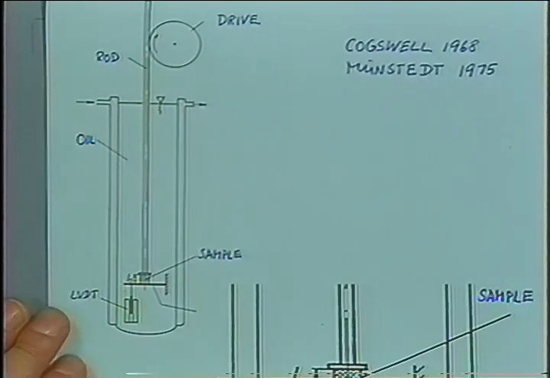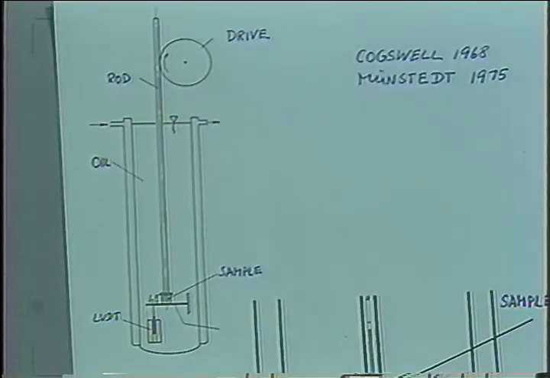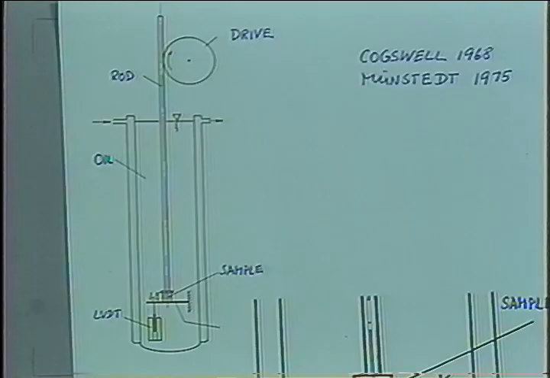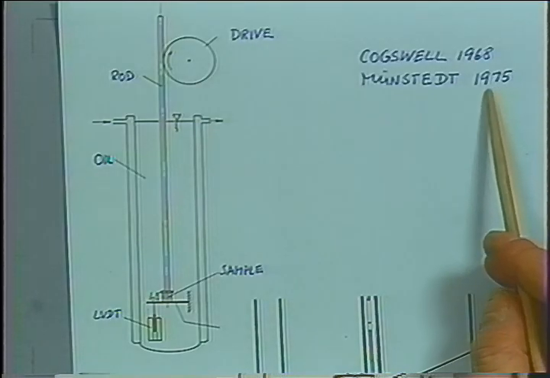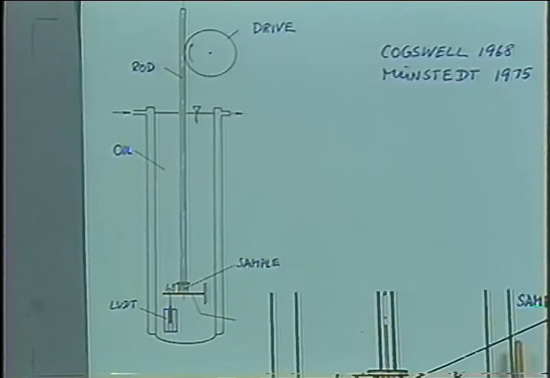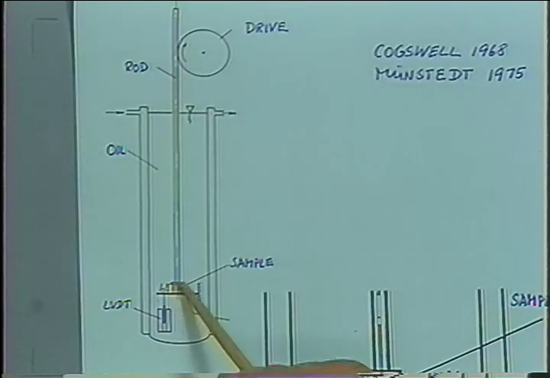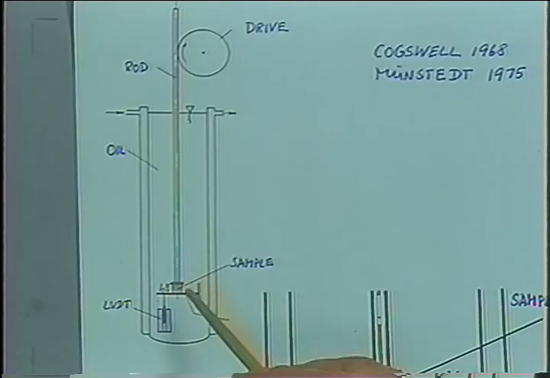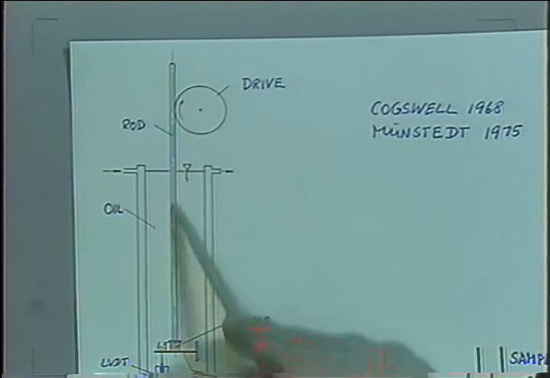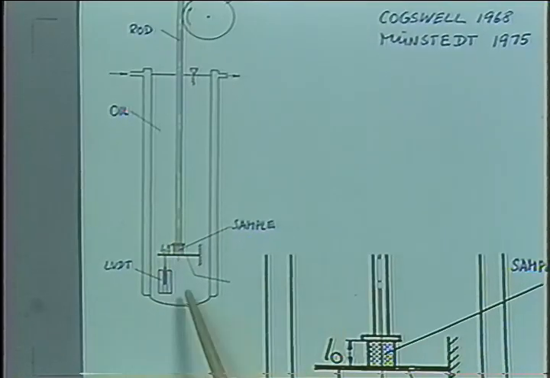Now a simple way of producing uniaxial extension was proposed by Cogswell in '68, and Münstedt built a nice apparatus, pushed it further in '75 when new drive units appeared. It goes something like this. A little cylindrical sample down here is attached to a rod, and this rod is driven at a velocity which has to increase exponentially to generate uniaxial extensional flow at a constant rate. Down here we measure the force.